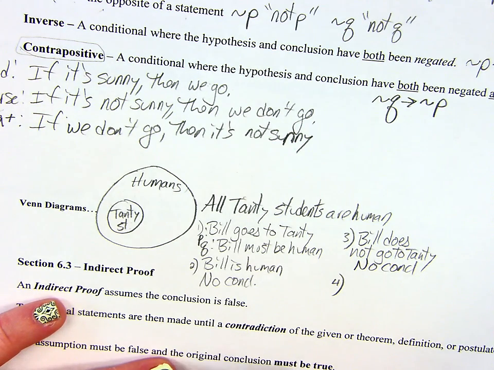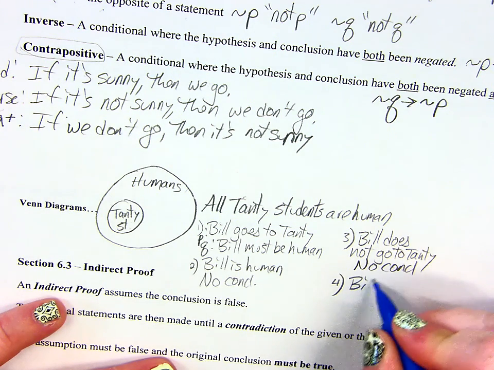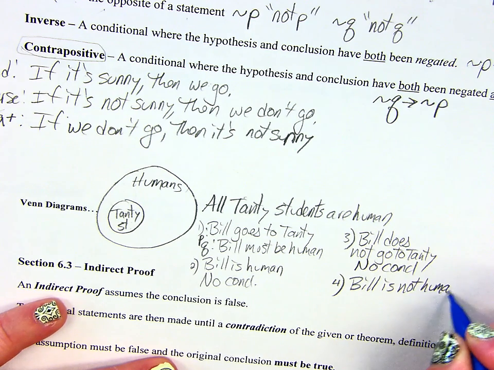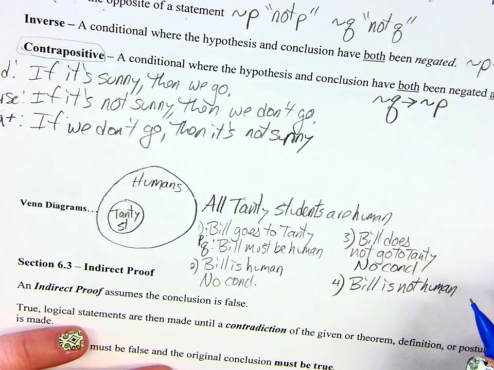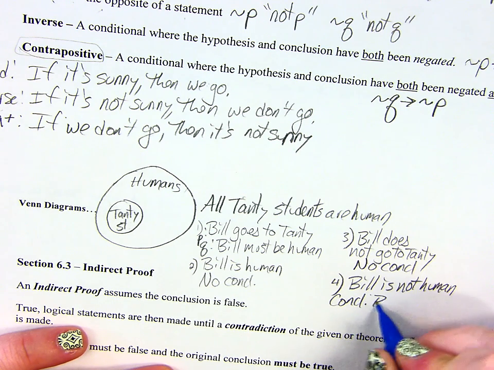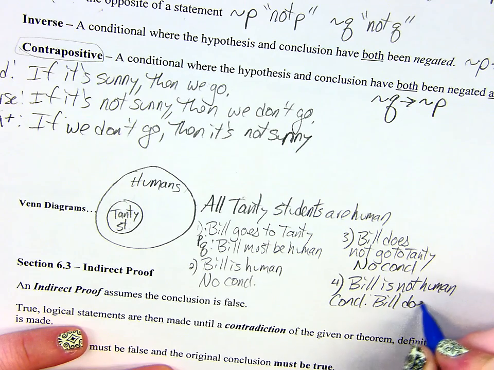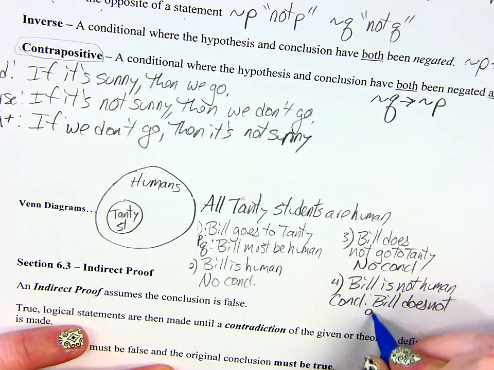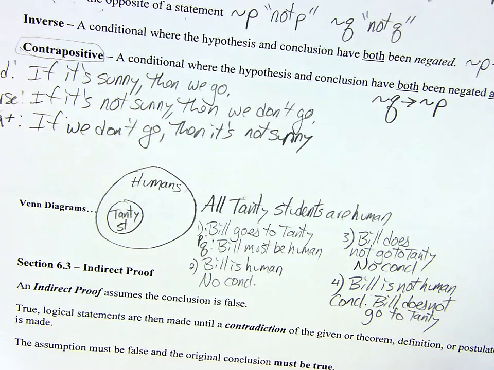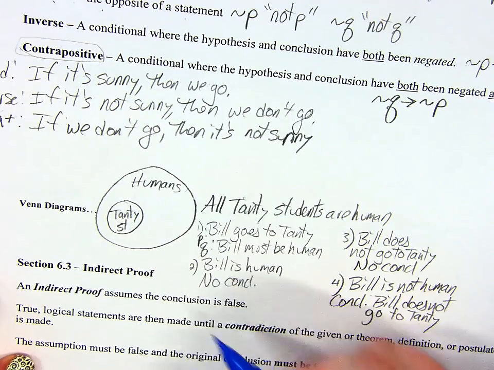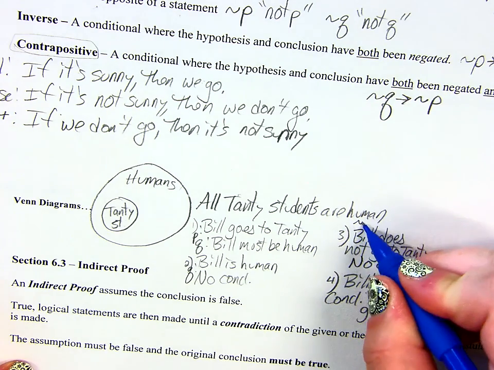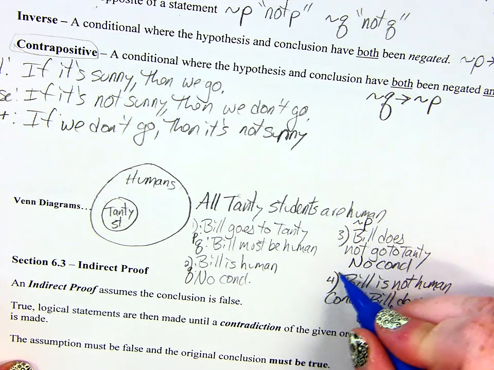How about Bill is not human? If I tell you that, and he doesn't go to Tantasqua, then you would know for a fact that he is not a Tantasqua student. So we can conclude Bill does not go to Tantasqua. That's an inverse. Okay, so let's see. If I gave you this one, this one is saying not P, and this one's saying not Q.